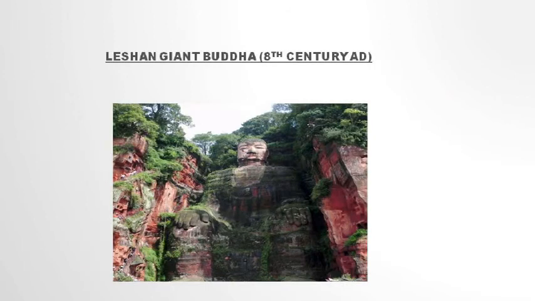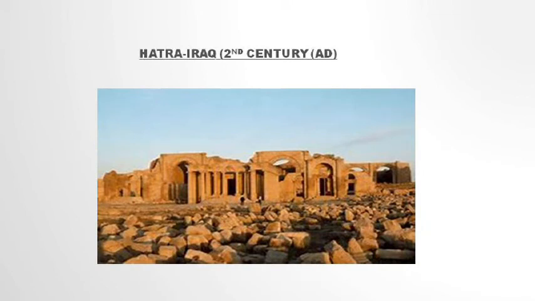This photo is the Leshan Giant Buddha, dating back to the 8th century AD, during the Tang dynasty in the People's Republic of China. The Buddha is 71 meters high, which equates to 233 feet. It's a stone statue carved out of the mountain. It's considered the largest and tallest Buddha in the world today.